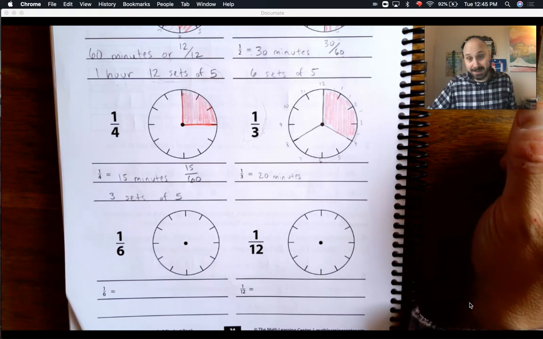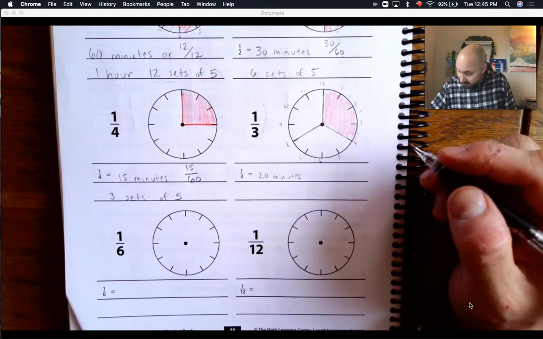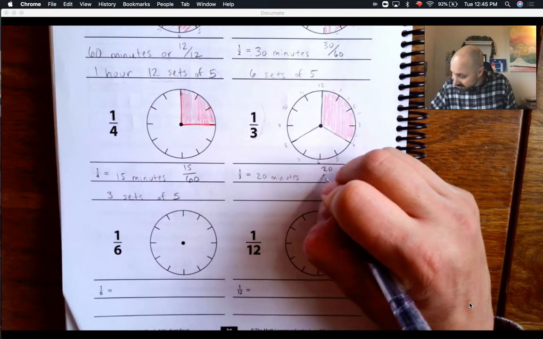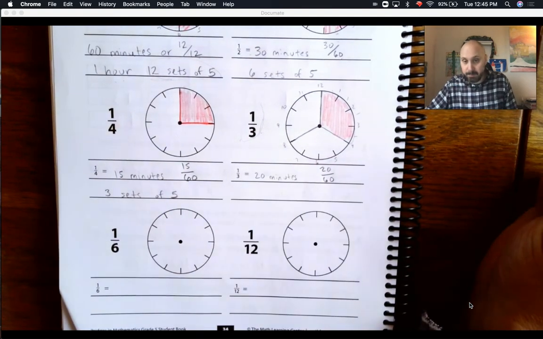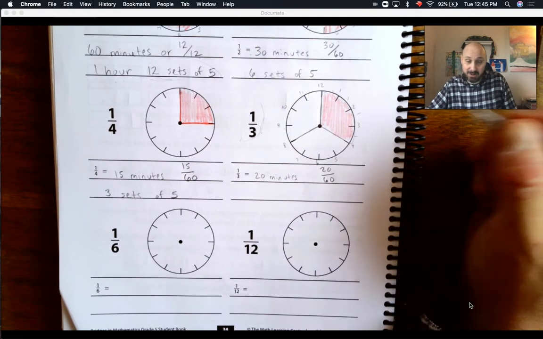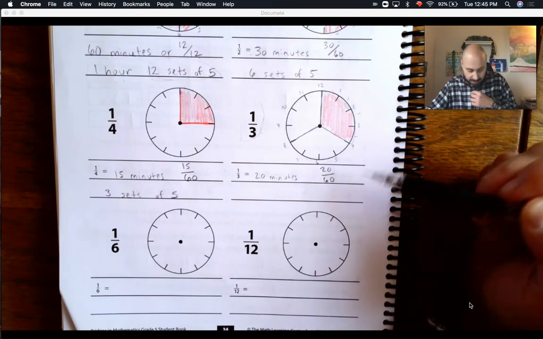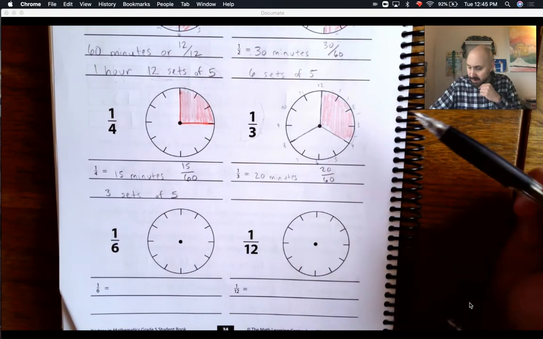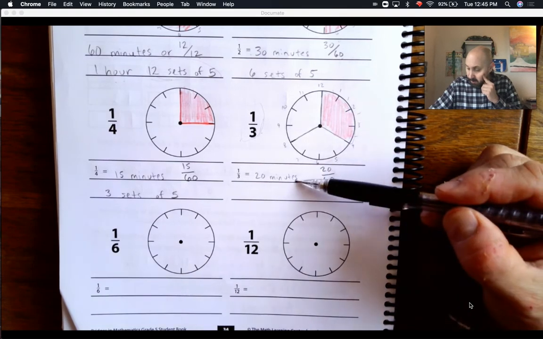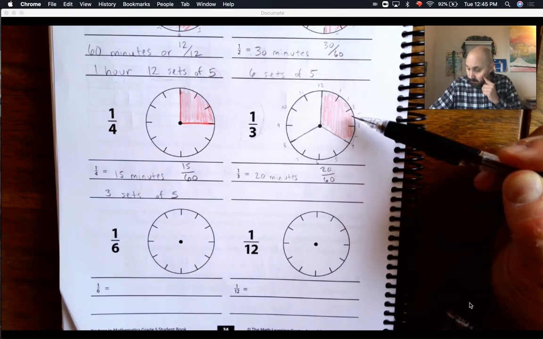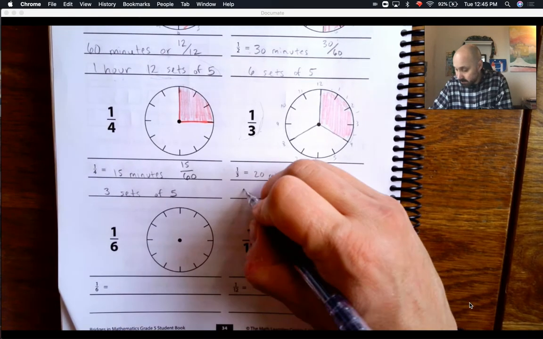That's 20 minutes. So 20 minutes is the same as saying 20/60ths, right? Or 2/6 or 1/3. So 20 minutes out of 60. And how many sets of 5 do we have here? Well, if it's 20 minutes, we know we have 1, 2, 3, 4. 4 sets of 5.